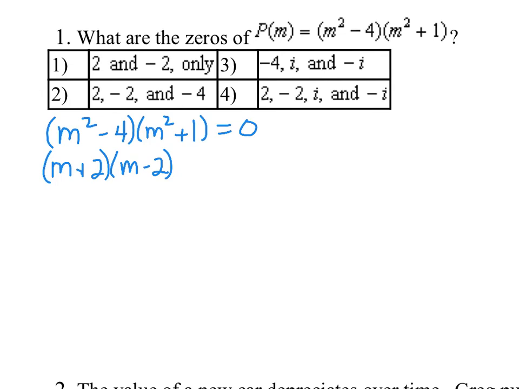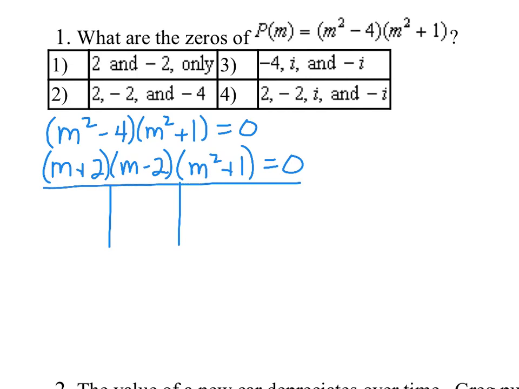However, I see that the second set of parentheses is not the difference of two perfect squares. So I'm just going to leave that alone. Now, when we're asking for the zeros, we want to know what the solutions are, what M is equal to. So we're going to do our little T-chart here. And essentially, we're going to take each factor, set it equal to 0. I'm going to take that one and set it equal to 0 as well.